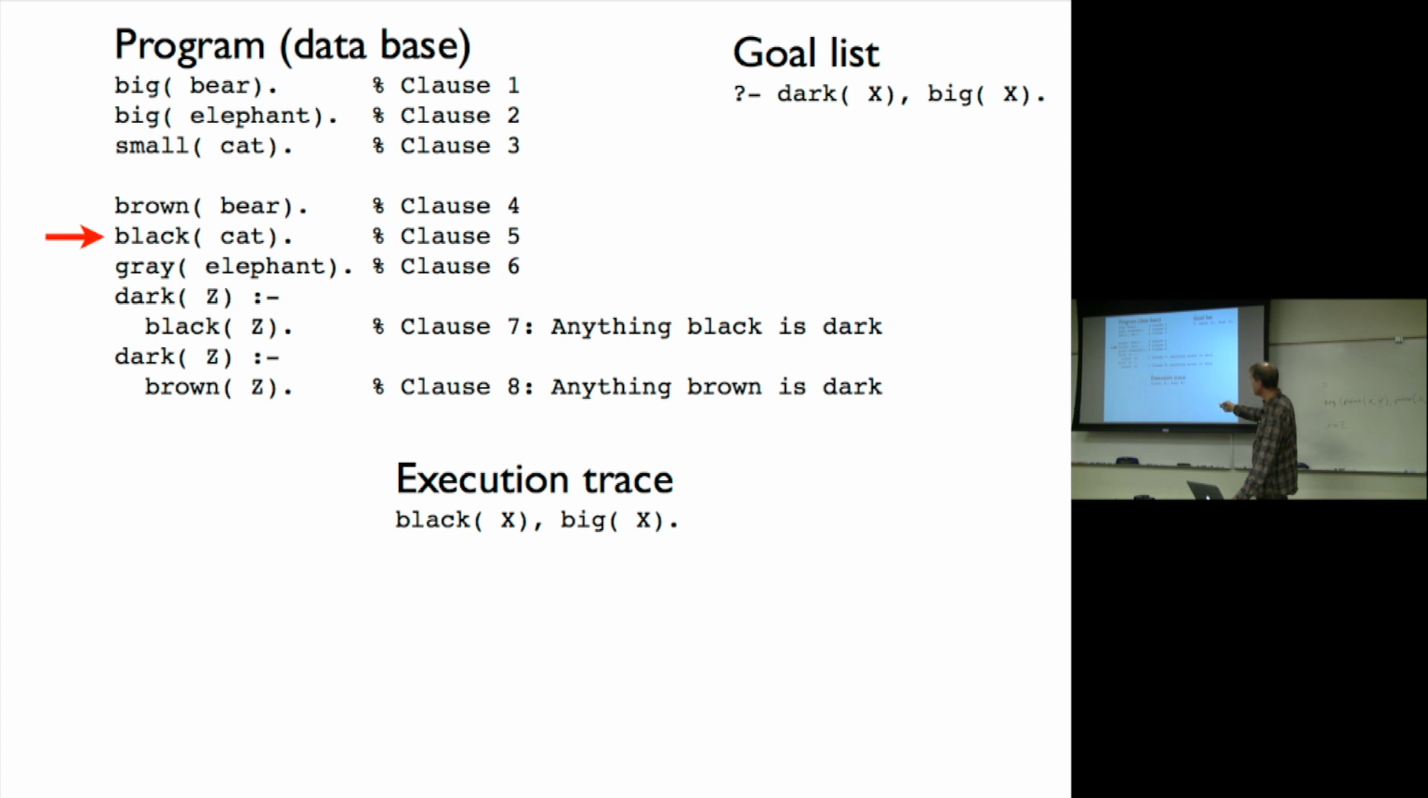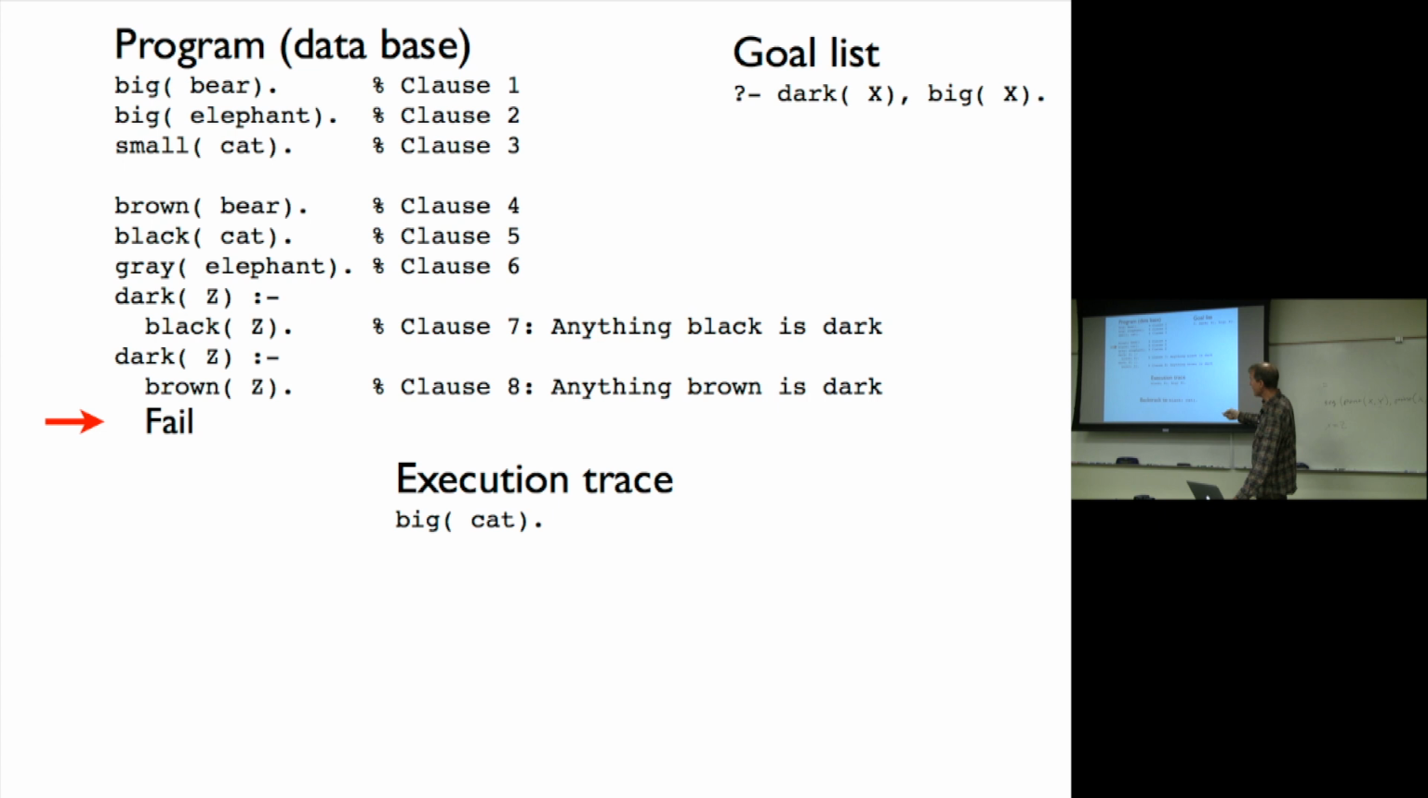That's exactly what happens. Did you see what happened here? X is instantiated to cat. So now we have black X, but X is instantiated to cat. So now what are we looking for? Big cat. Let's look for big cat. Big bear, does that match? Nope. Big elephant, does that match? No more bigs. And so what happens? Fail. Are you with me?